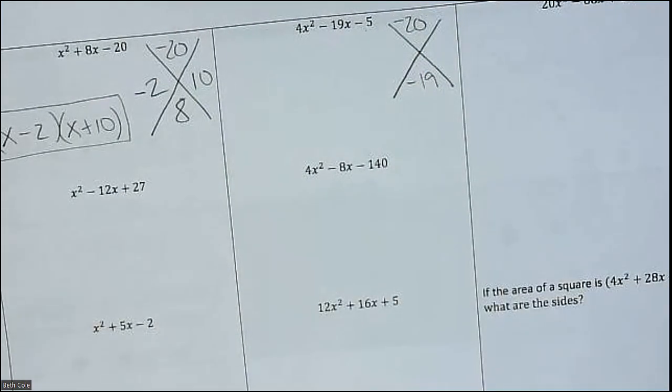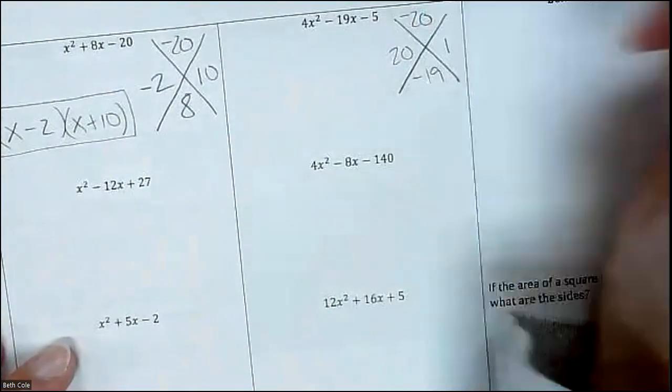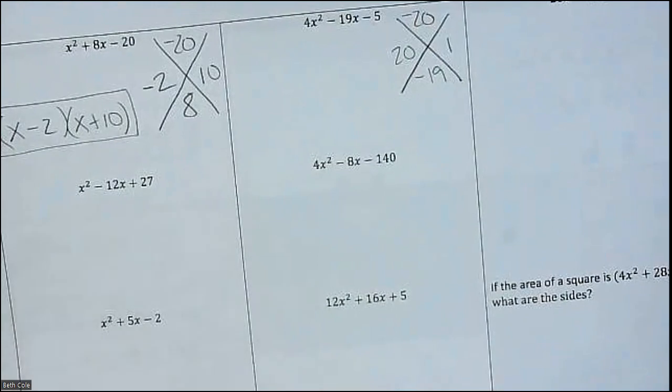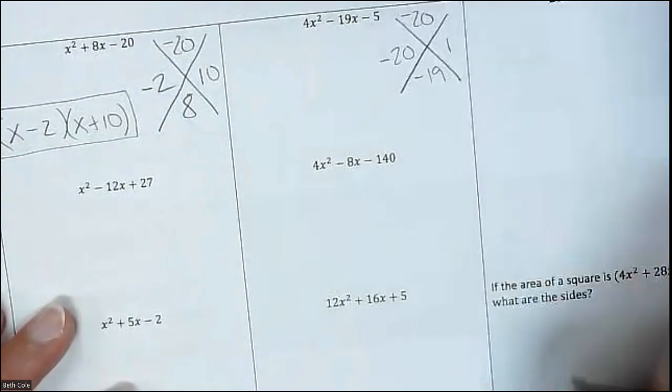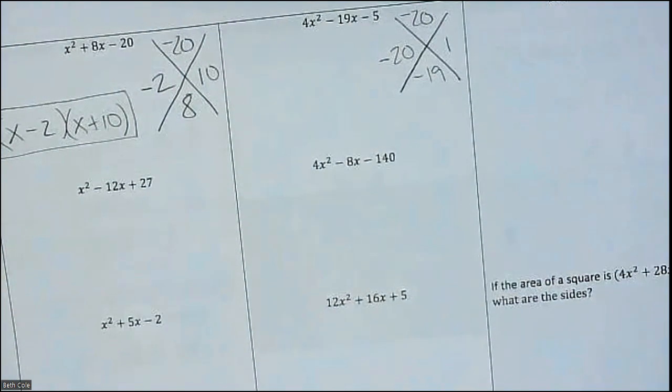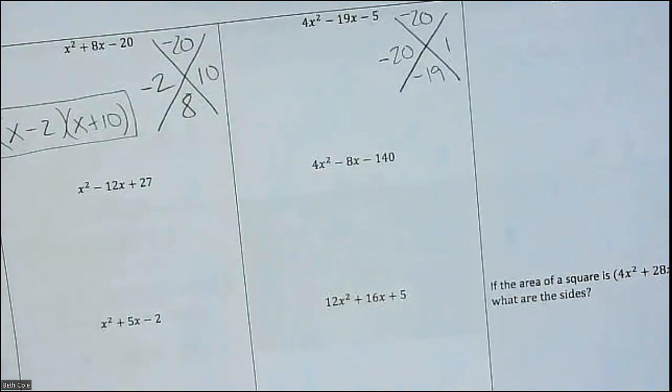Again, 4 and 5 won't work because 4 plus 5 isn't 19. Yeah, 20 and 1. 20 times 1. People do forget about 1. That can be difficult. And the 20 is the negative. -20 plus 1 will give you -19. And then there's one extra step to this. You can't just use those numbers. Do you remember what the next step is?